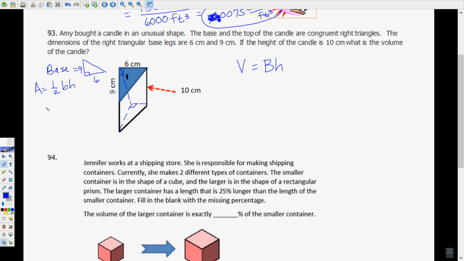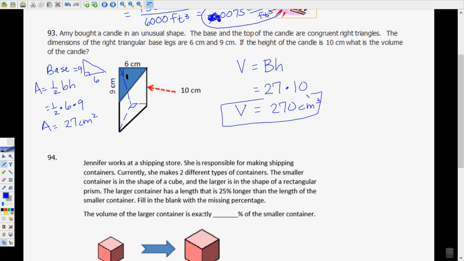So you would just say 1/2 times 6 times 9. And so for your area of your base, that's 27 square centimeters. So for your volume, 27 times the height of your prism, 10. So simply 270 cubic centimeters would be your volume of this triangular prism.